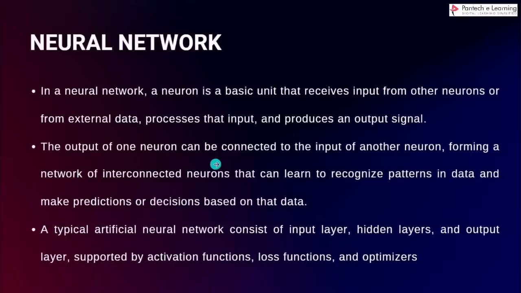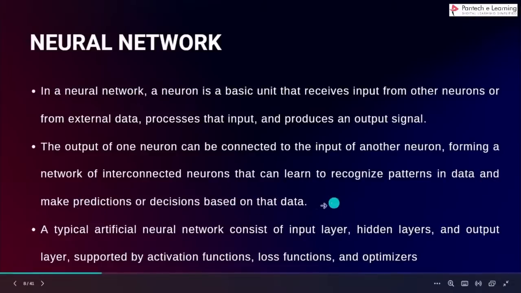And the output of one neuron can be connected to the input of another neuron. We have seen, right? From one neuron it will go to another neuron, forming a neural network of interconnected neurons that can learn to recognize patterns in data and make predictions or decisions based on that data.